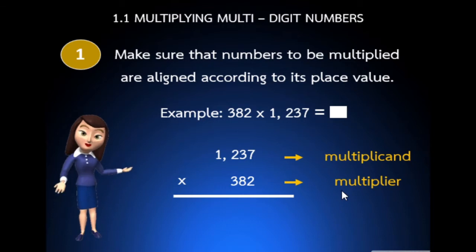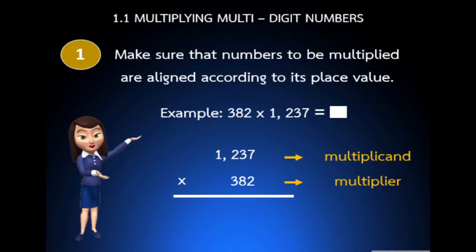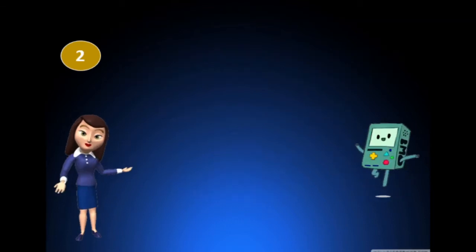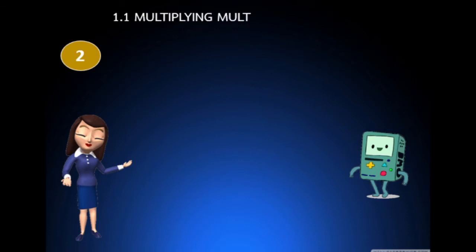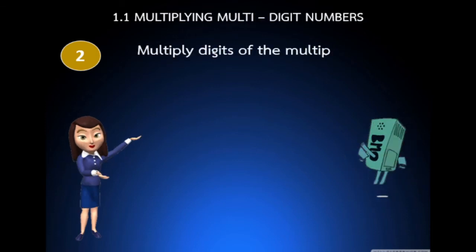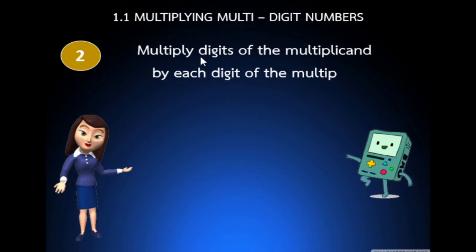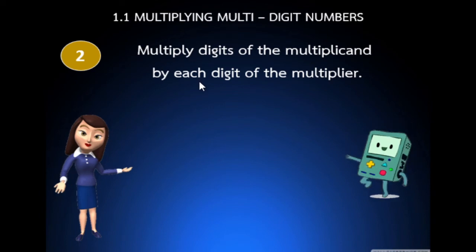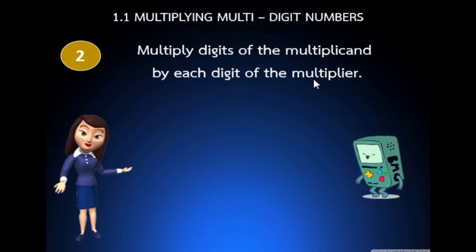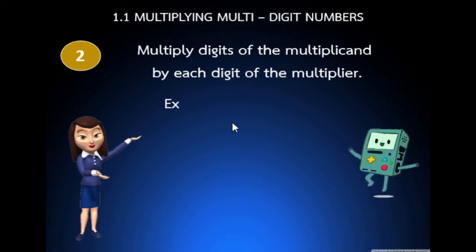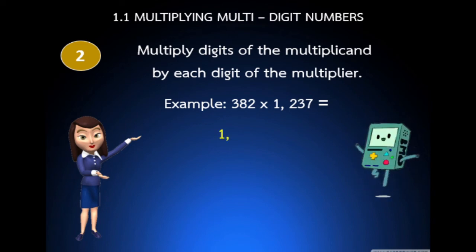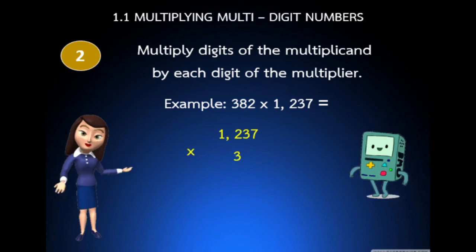Okay. Since we know the two parts of multiplying numbers and have aligned it already, we go to step 2. And step 2 is multiply digits of the multiplicand by each digit of the multiplier. So we're going to multiply each number of the multiplier one by one. So it looks like this.